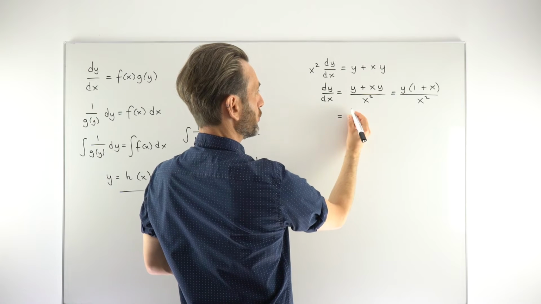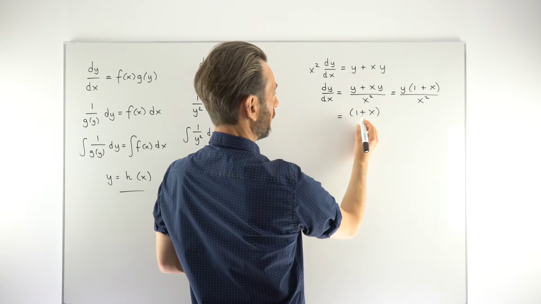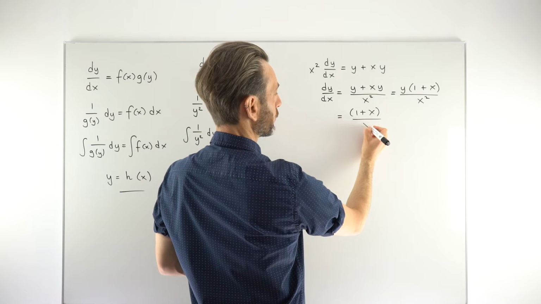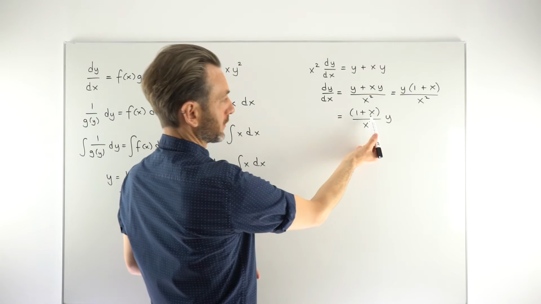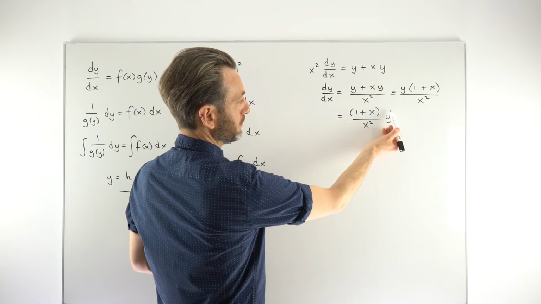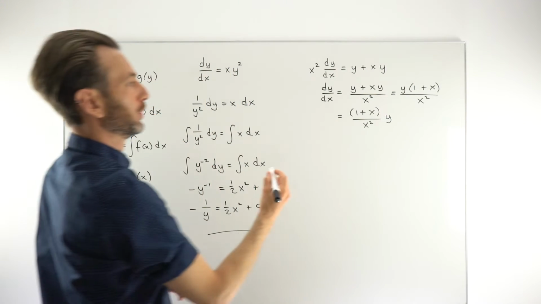Remember, the order in which you multiply does not matter. So we could just make this actually 1 plus x over x squared. We could actually just put the y over here. So now we've made this into explicitly some function of x multiplied to some function of y. So that then matches up with the format we're looking for.